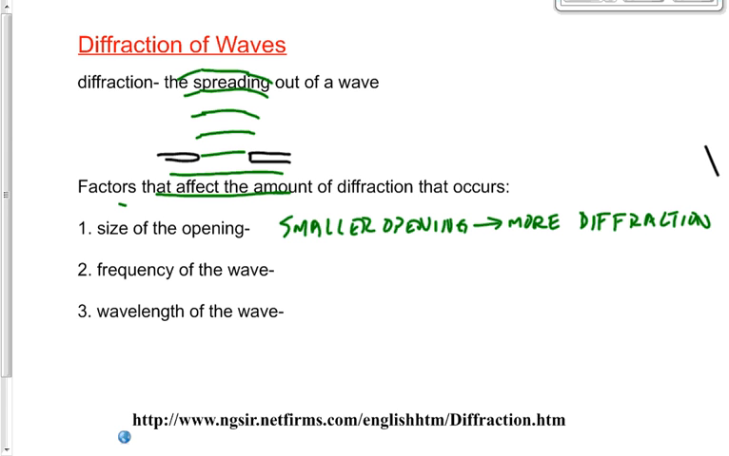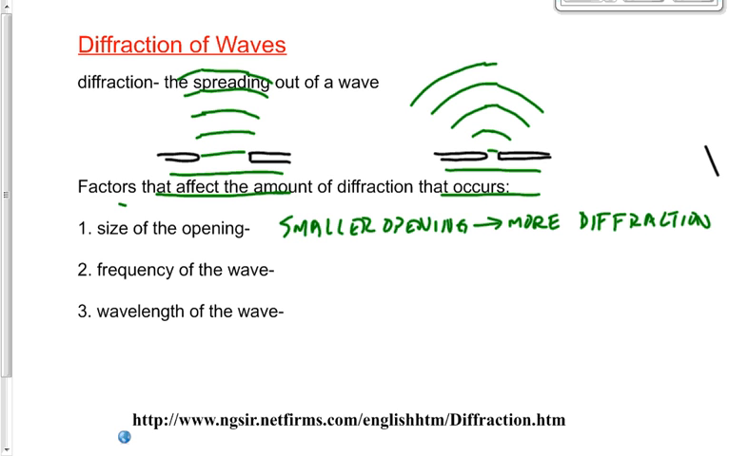Now you can see that they're spreading out there, but they're not spreading out a great deal. If we have another barrier where the opening is really small, and we have the same water waves approaching that barrier, then again, you're going to get most of that water wave reflecting back off of the barrier, but the part that goes through will spread out, just like it did before, except this time it's going to spread out a lot more. You're going to get a lot more diffraction taking place because the size of the opening is smaller. Does that make sense?